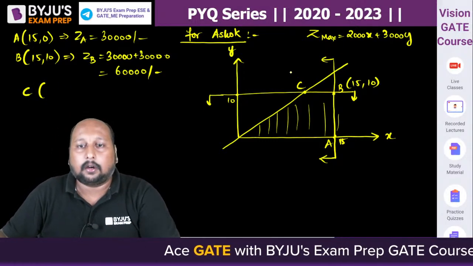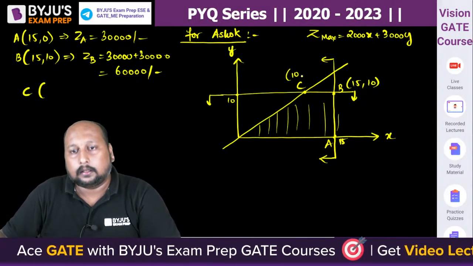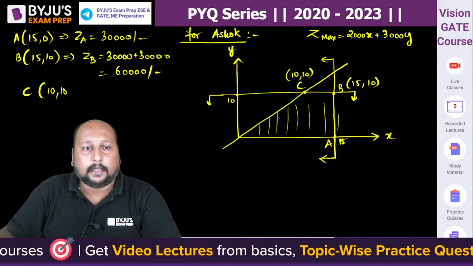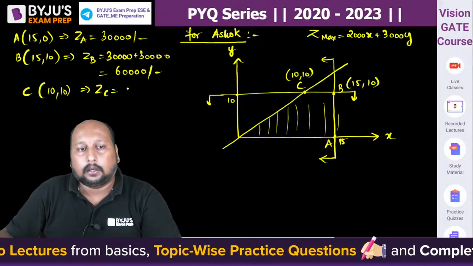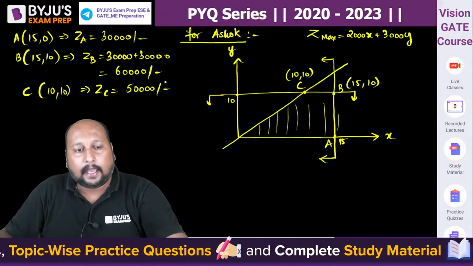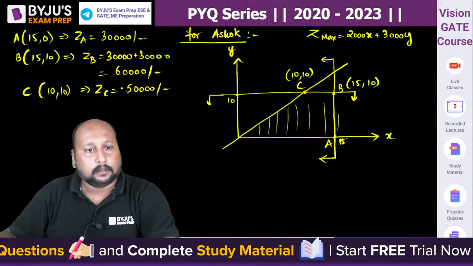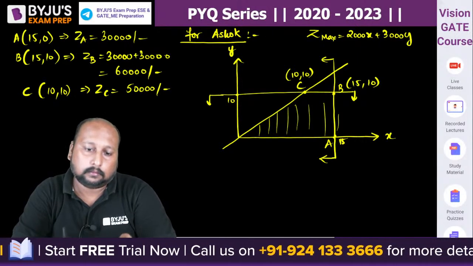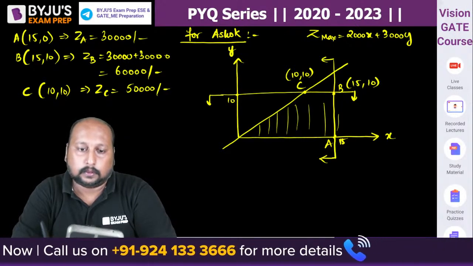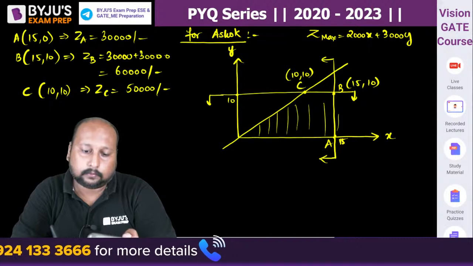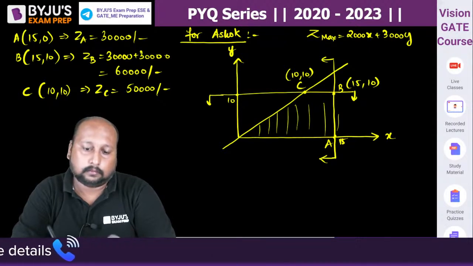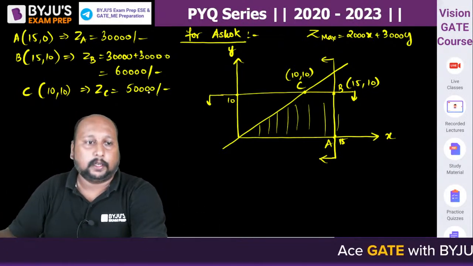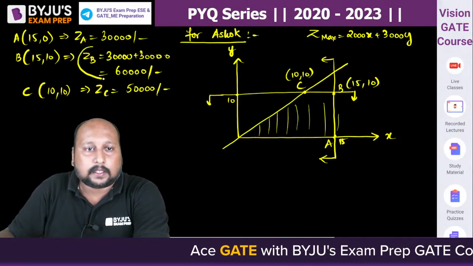C pe coordinate is your 10 comma 10. So for 10 comma 10, ZC value will be equal to 20 plus 30, that is 50,000. Okay, yes, are we getting this one? Right? Chaliye. Please check everyone. Very good. Chaliye. So from here I can say the maximum value we are getting is at point B.